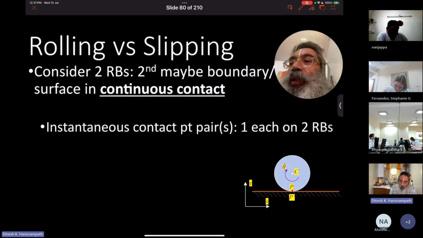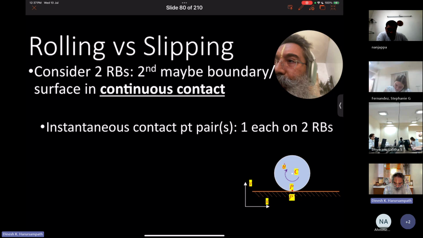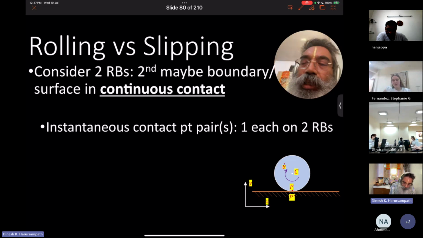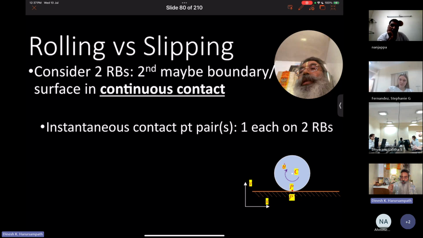Now, to answer Lalita's question, which pretty much Nanjappa explained quite well, essentially we're talking of an instantaneous contact point, which is neither belonging to the ball nor to the surface on which the ball is rolling over. So essentially that point itself is changing in both of these bodies, okay? But what we are interested in is that contact point that we are following.